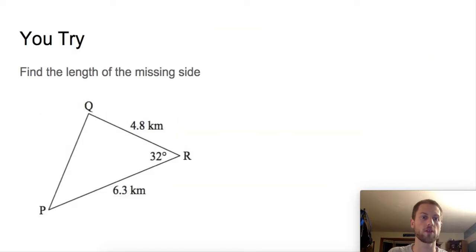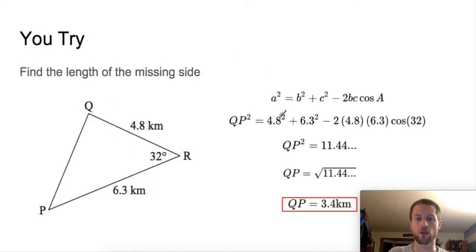So why don't you try this next example. It looks a lot like the other one. We've got a side and an angle and a side. Try and use that law of cosines equation. Pause the video and resume when you're ready to see the answer. All right, so here is my work for this law of cosines problem. Take a look at it, pause it if you need to, and we're going to move on to the next example.